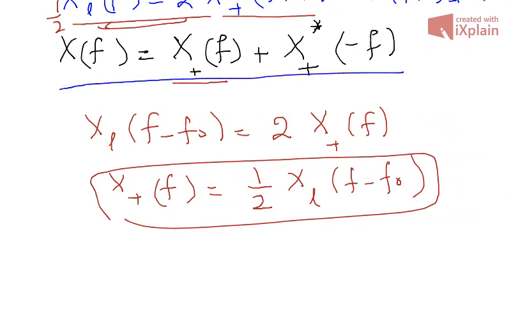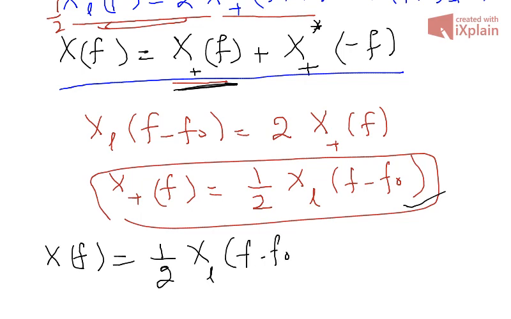Right? Now we can write our X positive of f in terms of XL, the low pass equivalent signal. So this would be X positive of f, which is half XL of f minus f naught, and the conjugate of the positive, and instead of f we have minus f.